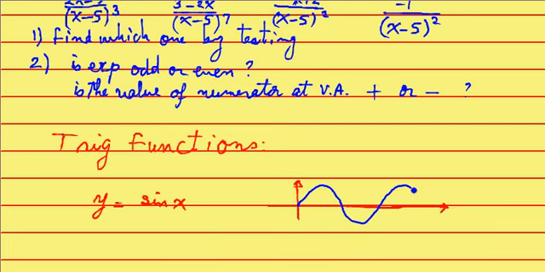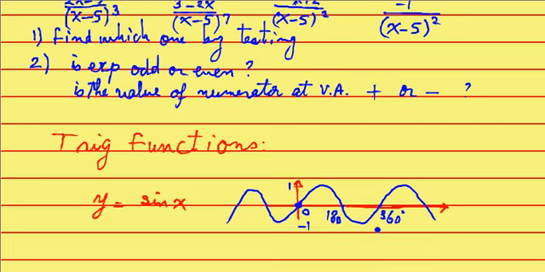Sine of x has oscillating behavior like this. It goes indefinitely in both directions. There are no vertical asymptotes or anything like that. The function oscillates between 1 and -1. It crosses the x-axis at 0. If you are measuring in degrees, the next place is going to be 180 degrees, the next place is going to be 360 degrees, and so on.